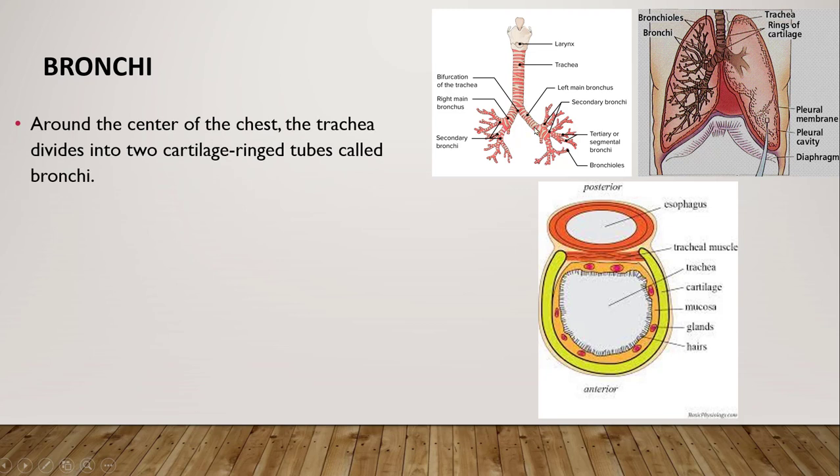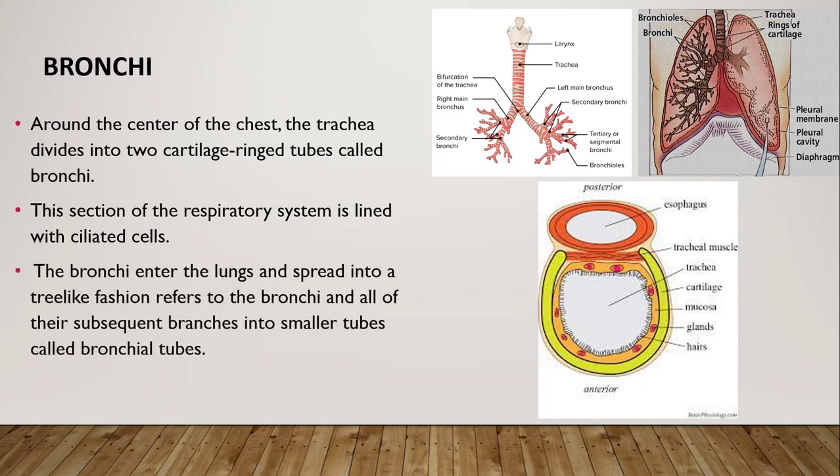Bronchi. Around the center of the chest, the trachea divides into two cartilage ring tubes, the bronchi. This is the trachea, the windpipe, and at the center of the chest it divides into two parts, bronchi, which contain cartilage. This section of the respiratory system is lined with ciliated cells. The inner surface of the bronchi is covered with cilia.